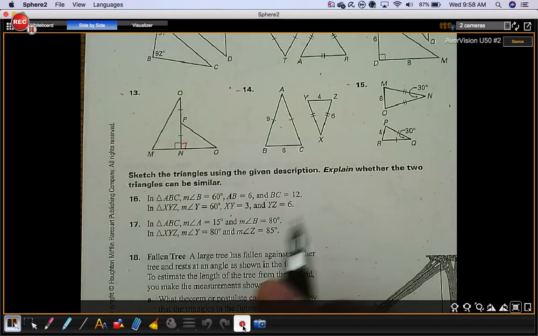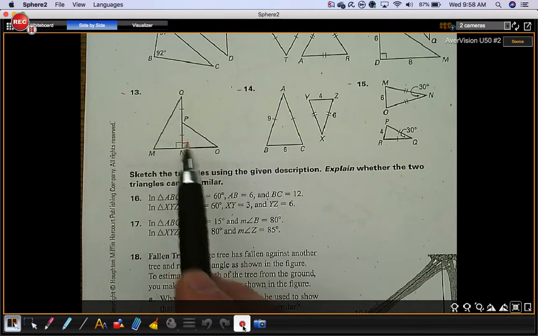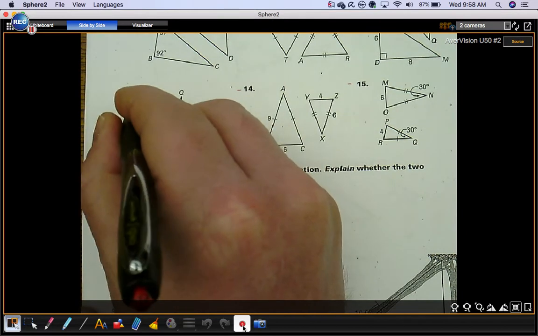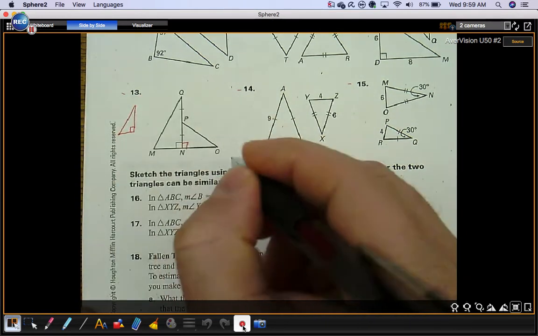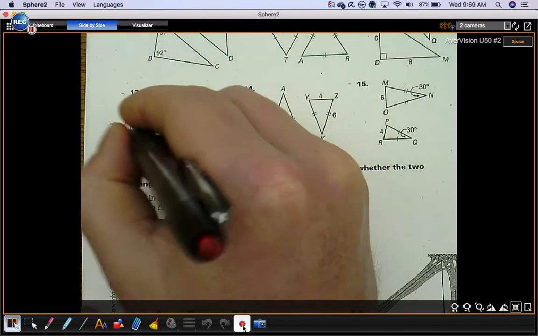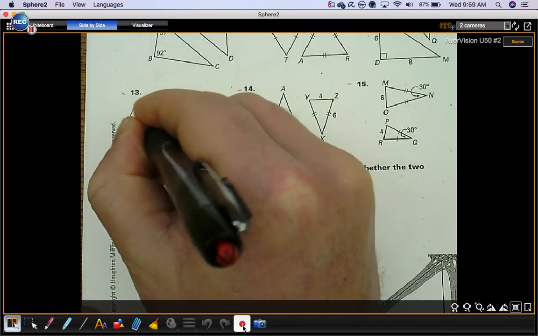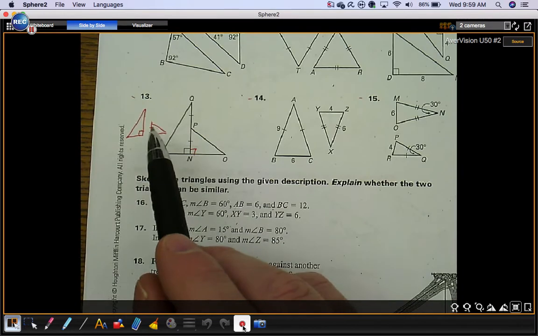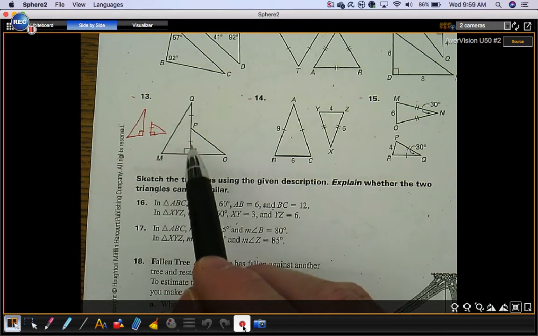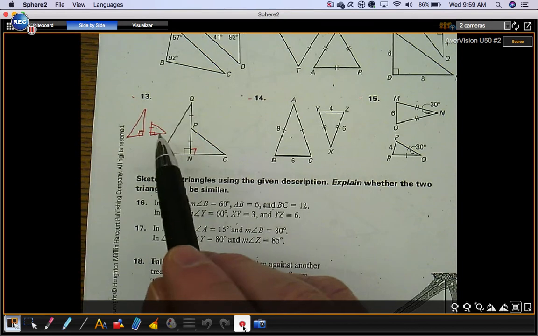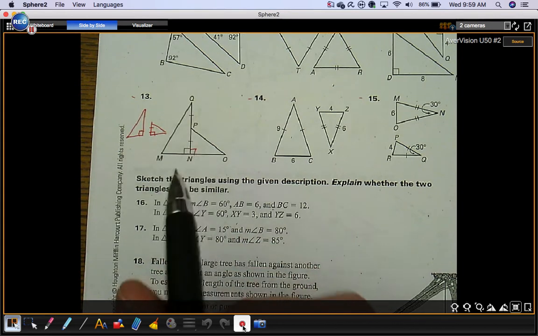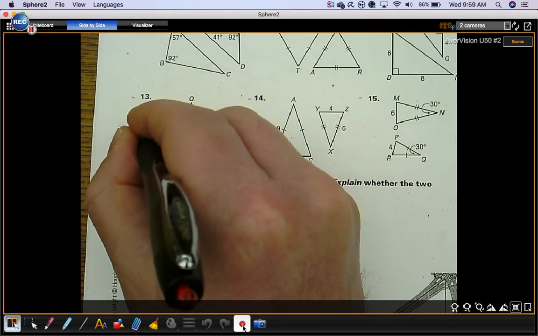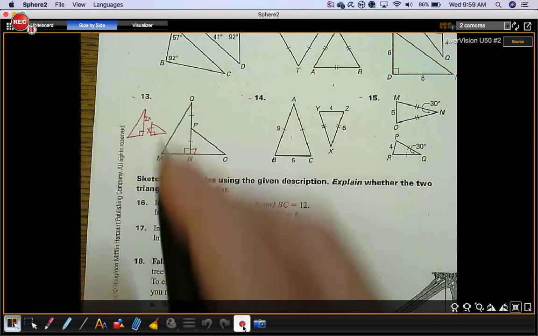So what happens is, again, I could redraw these triangles to help. We have this length on here. We don't know what it is, but let's pretend it's x. This length is going to be twice as big. So if that's x, that's 2x.